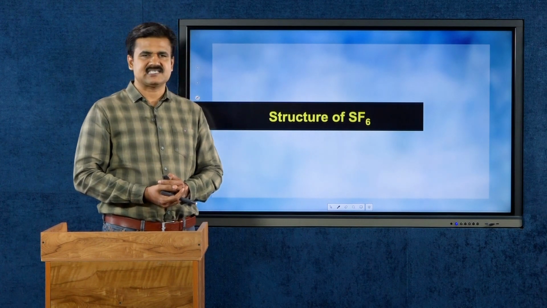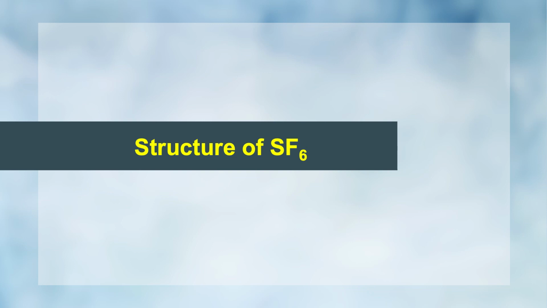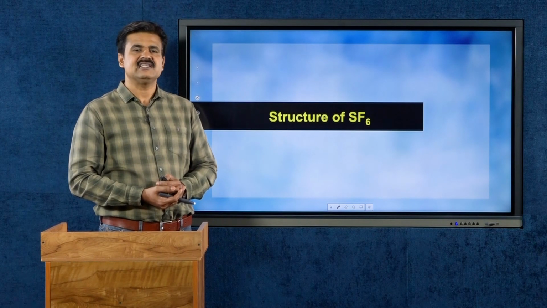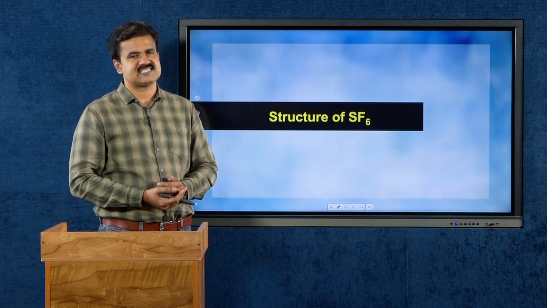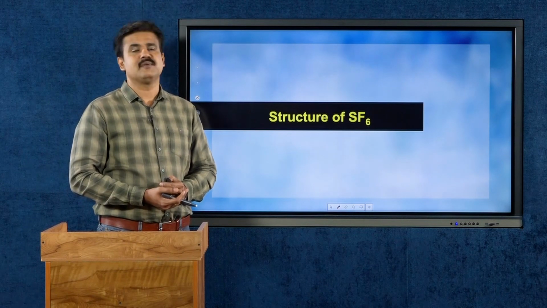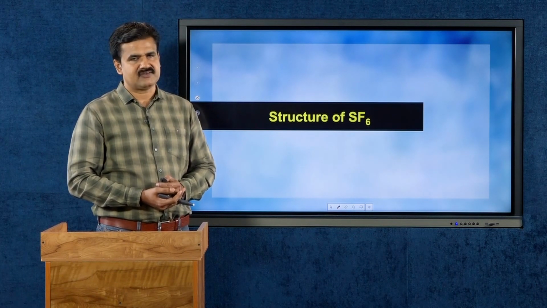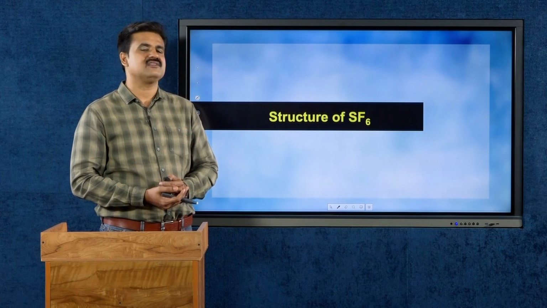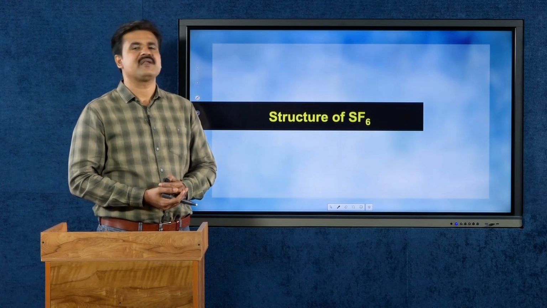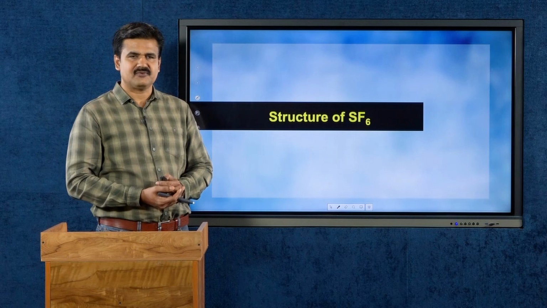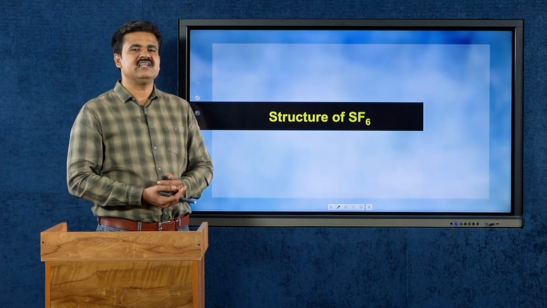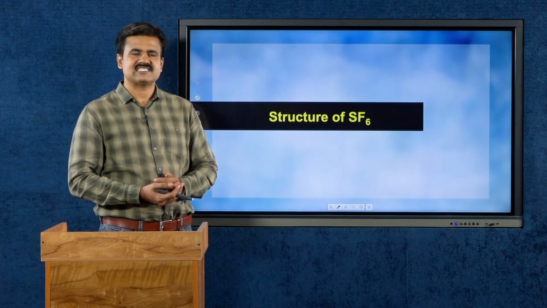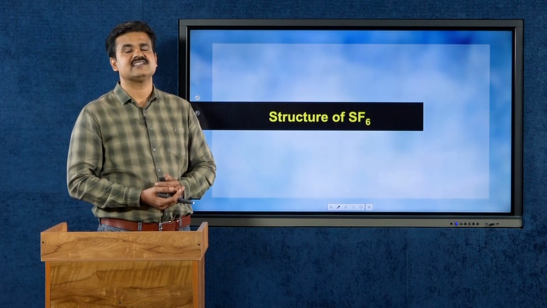Now we are discussing another sulphur fluoride, that is sulphur hexafluoride. It should be noted that in sulphur hexafluoride, the central atom sulphur has a covalency of 6. 6 is the maximum covalency of the central atom sulphur, utilized during the formation of SF6. Previously, we discussed the molecule SF4, where the covalency of the central atom sulphur is only 4. However, in SF6, the central atom sulphur exhibits a maximum covalency of 6.